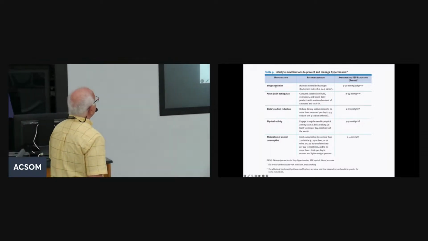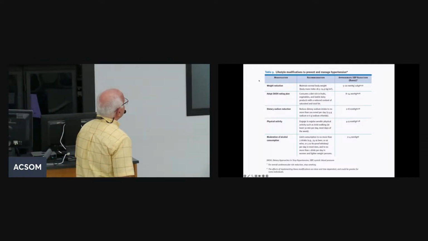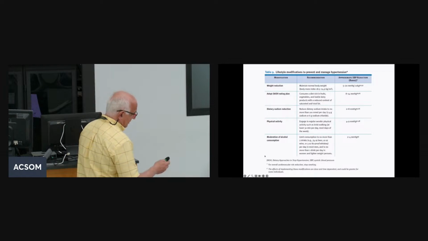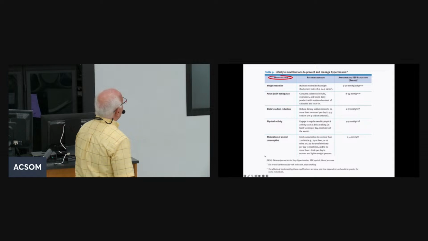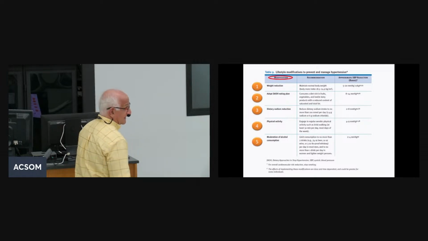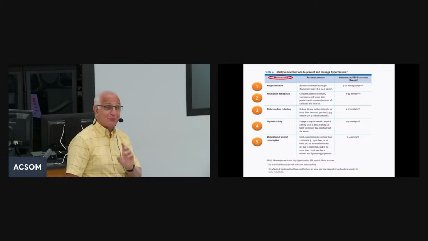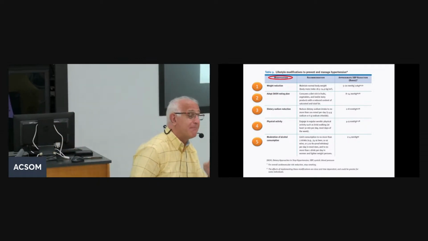This is, first of all, in order. These are the modifications. Five things are here in order, meaning that weight reduction is more important than DASH diet. This is more important than sodium reduction, more important than physical activity, more important than alcohol consumption. One, two, three, four, five. I like this. But having said that, you should be careful what their impact is.